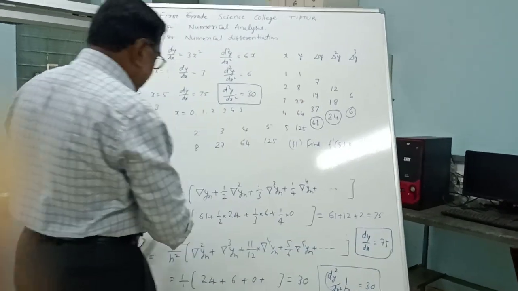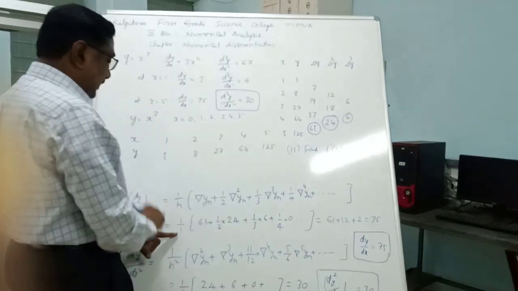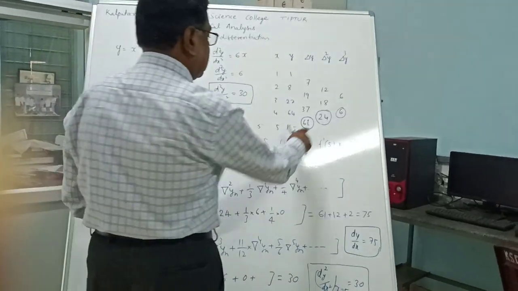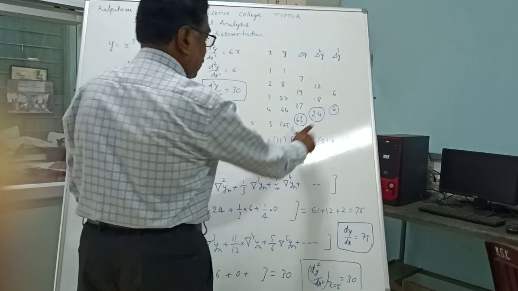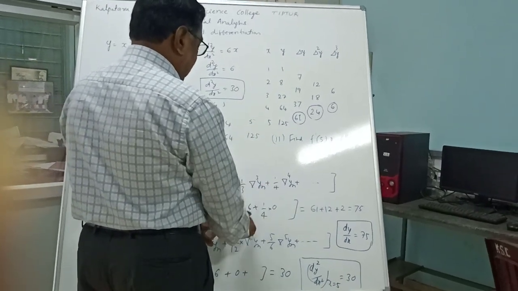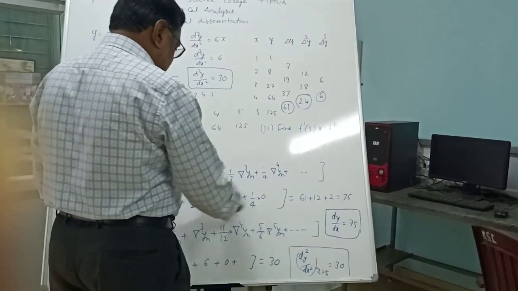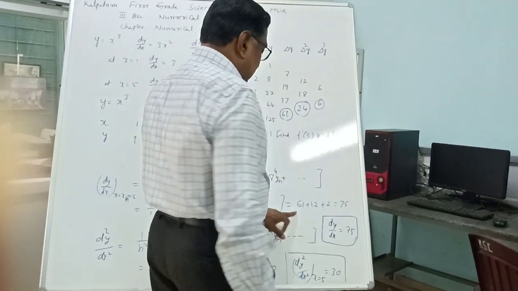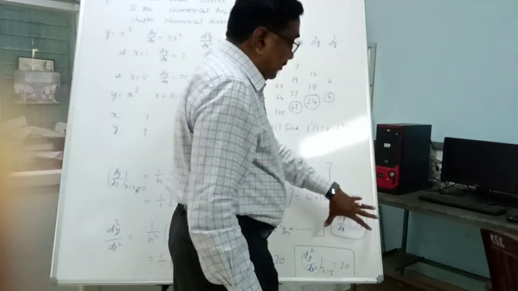Now substitute the corresponding values from the difference table in the formula. 1 by h, where h is 1 because the difference between consecutive arguments is 1. Nabla yn, the first backward difference, is 61, plus 1 by 2 into nabla square yn, the second backward difference, which is 24, plus 1 by 3 into the third backward difference, which is 6. The next is 0, so leave it. After simplifying, we get 61 plus 12 plus 2, which is equal to 75. That means the value of dy by dx is 75. The first derivative by the numerical method is 75.